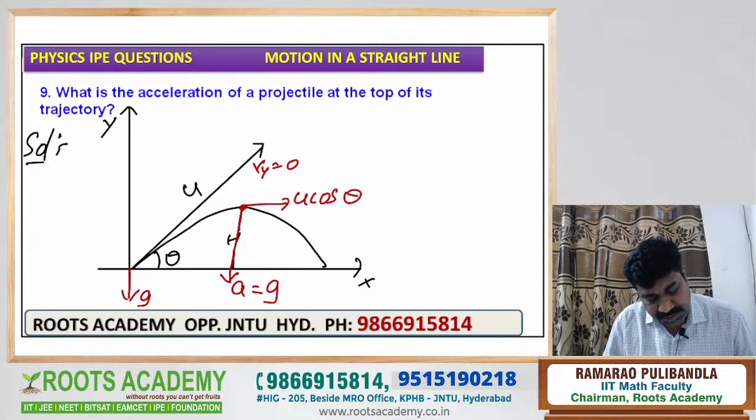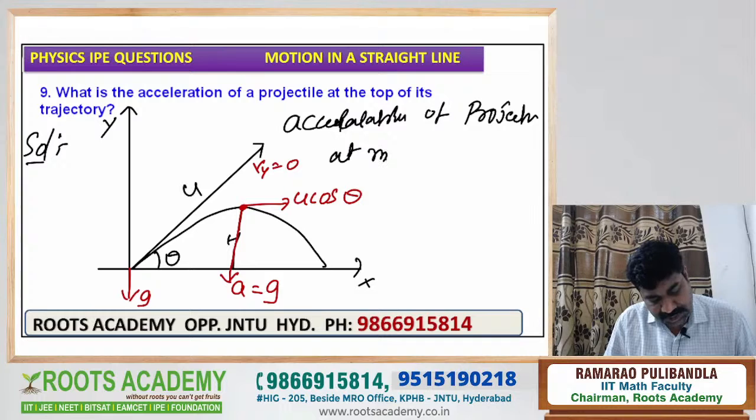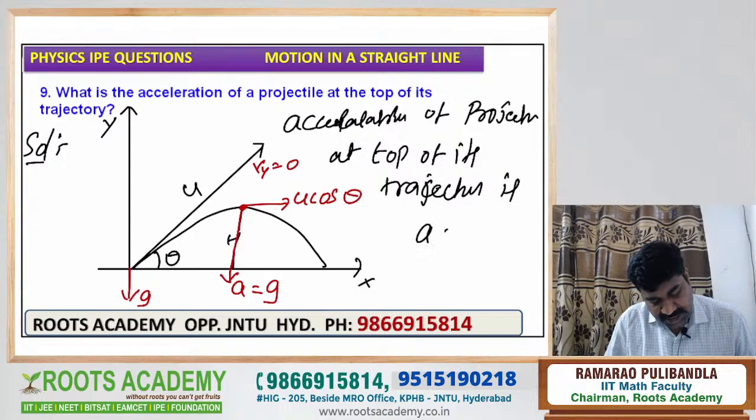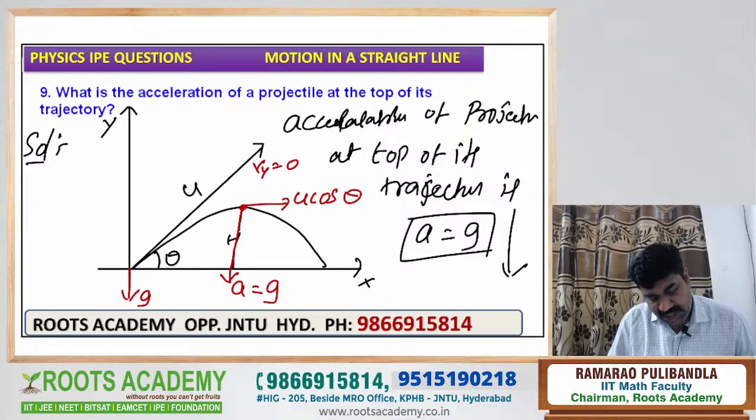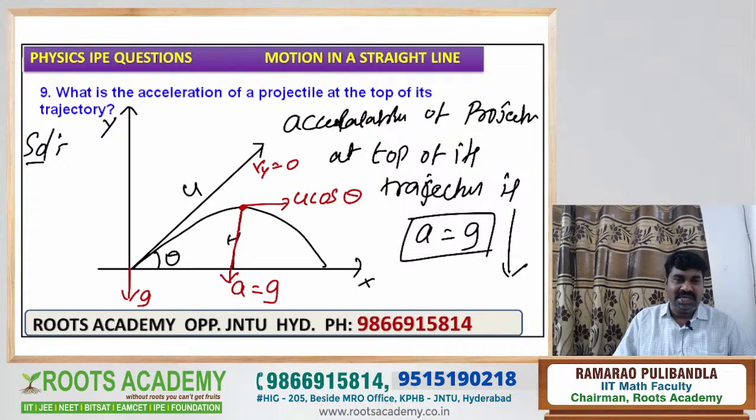That is, the acceleration of the projectile at maximum height, at the top of its trajectory, is a equal to, what is the value? g, acting vertically downward. a is equal to g, acting in the vertically downward direction. Okay, next one.